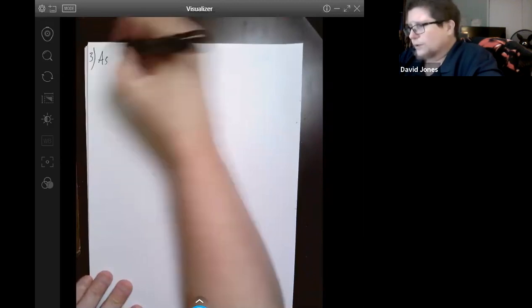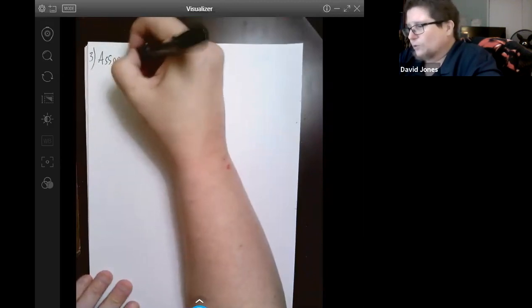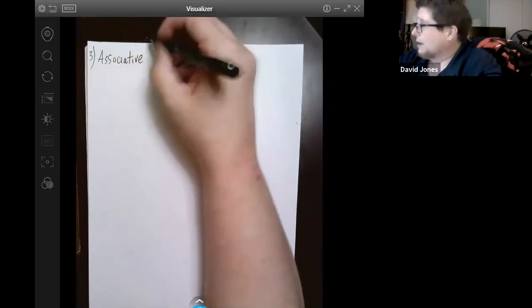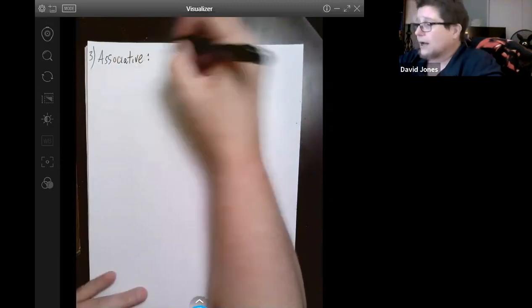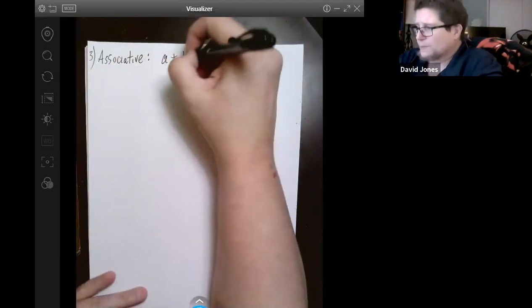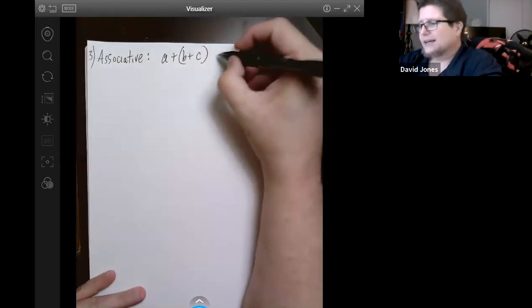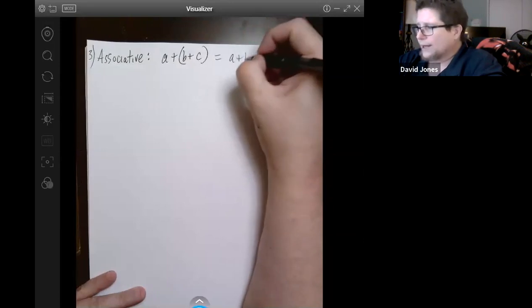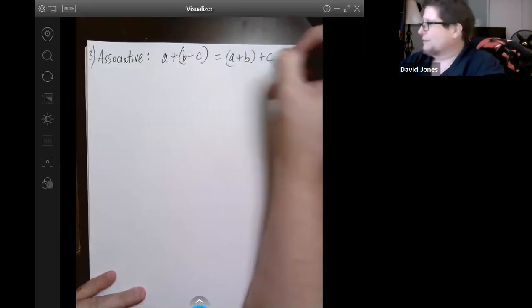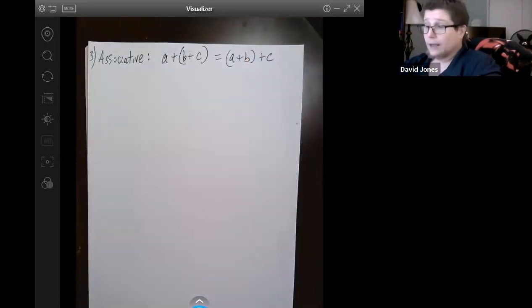So this is rule number 3. They don't come in any general order. I'm just numbering them to help you keep track. We can have A plus B plus C. We can add B plus C together first, or we could add A plus B first, and we get the same values. So it doesn't matter which, as long as everything's being added together, it doesn't matter which ones you add first.